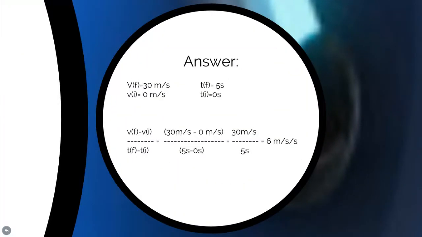According to our word problem, the final velocity was 30 meters per second. The initial velocity was 0 meters per second, and it went from time 0 to time 5. So we would plug that into our equation here and say 30 minus 0 is 30. 5 minus 0 is 5. 30 divided by 5 is 6 meters per second per second. Notice the units here is 30 meters per second divided by 5 seconds. That's where we get the meters per second per second.